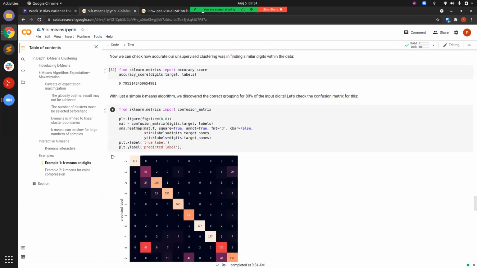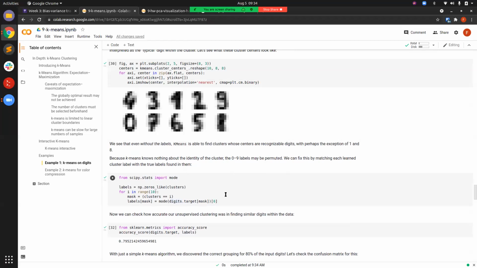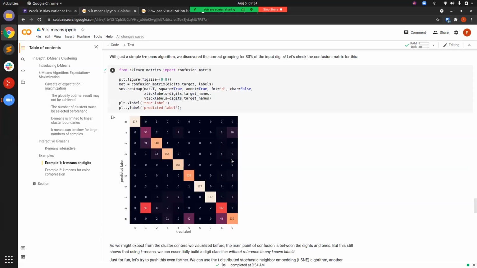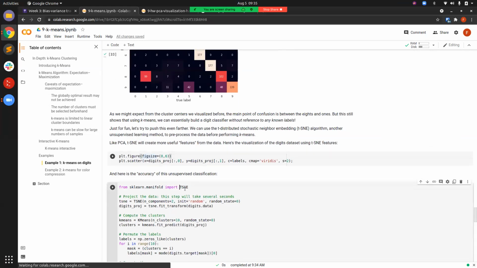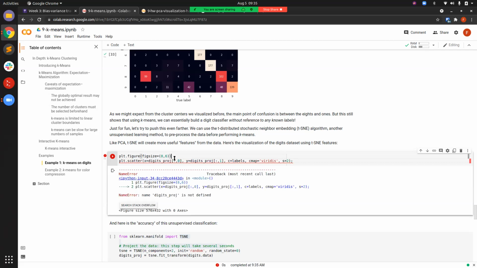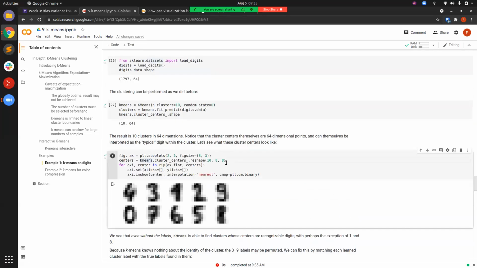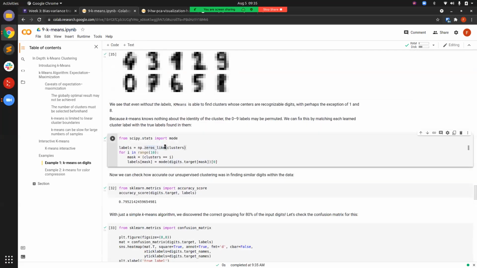Now we can also try and visualize the clusters we found. The clusters are in 64 dimensions, which we can't really visualize. But we're going to pass those 64 dimensional features to a dimensionality reduction model, not one that we've learned about, but a different one. It's called TSNE. And we'll ask it to create more useful features of the data that we can use for visualization. It's especially useful for visualizing clusters.